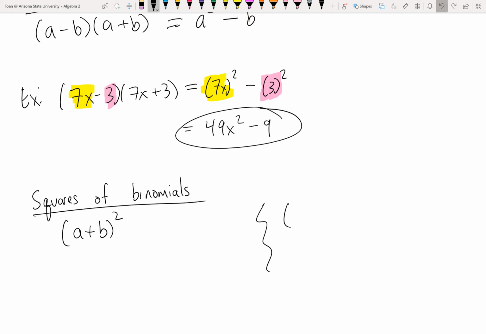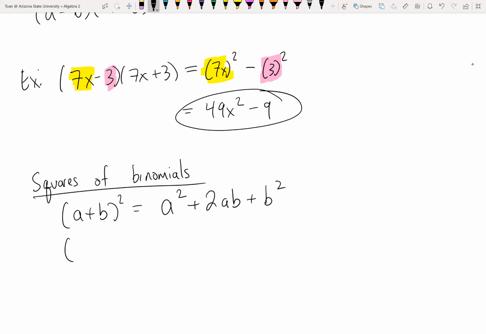Instead, this guy always follows a particular pattern. It's always going to be the first guy squared plus 2 times both of those pieces multiplied together plus the last guy squared. And the only thing that changes, if instead of a plus it was a minus problem, is this symbol here. So if you were squaring a subtraction problem, it's still the first guy squared, but instead of plus, it's a minus 2 times both of them together, and then the last guy is the same, plus b squared.